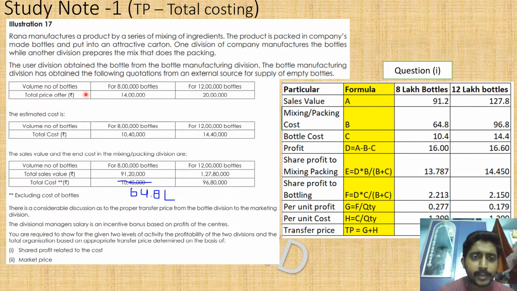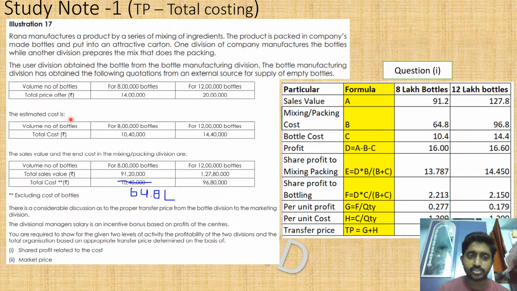Here the offer price is 8 lakh bottles at 14 lakh rupees and 12 lakh bottles at 20 lakh rupees. This is the market price. If the mixing and packing division is not taking the bottles from the bottle manufacturing unit and goes for an external source, then the quotation is as follows: they have to spend 14 lakh for getting 8 lakh bottles, and 20 lakh for 12 lakh bottles.